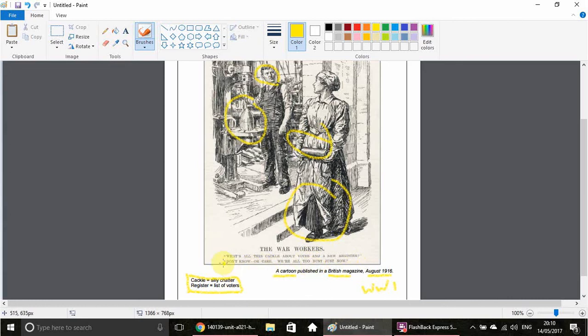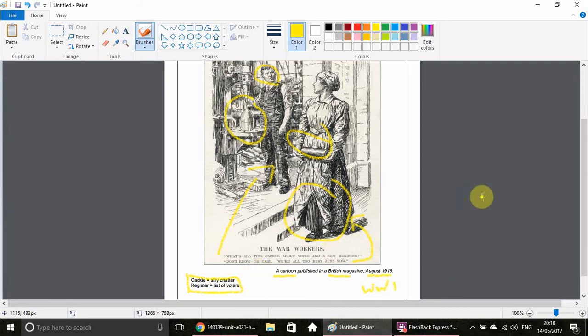So, I can infer that the first one is the man speaking and the second one is the woman speaking. The fact that it's called the war workers implies that they're on equal footing. They're both wearing trousers. I think that's significant. The silly chatter is what cackle means. So the man is implying that the women are having silly chatter about voting in a new register. And the woman is saying, oh, I don't know or care, I'm too busy working right now to care. So it's showing that the woman is really serious about her war work.